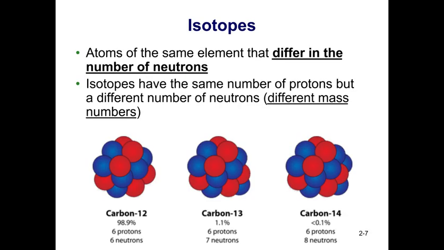So those were, again, atoms that are neutral. However, here we're starting to talk about atoms that are a little bit specialized. These are specialized types of elements where the only thing that's different from the original type of element is the number of neutrons. And we call this type of element isotopes.